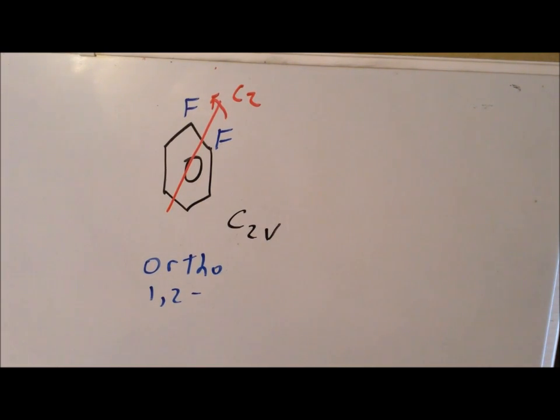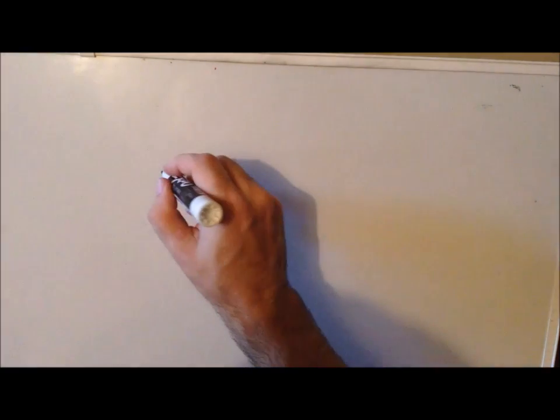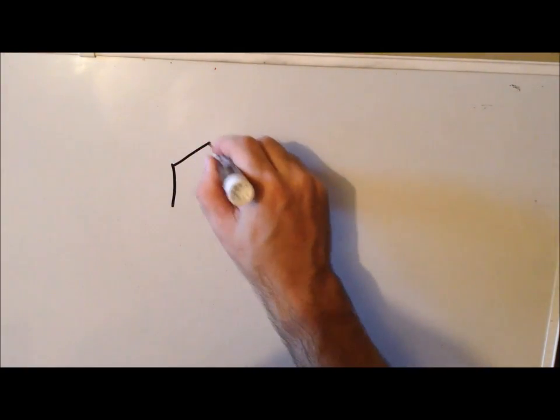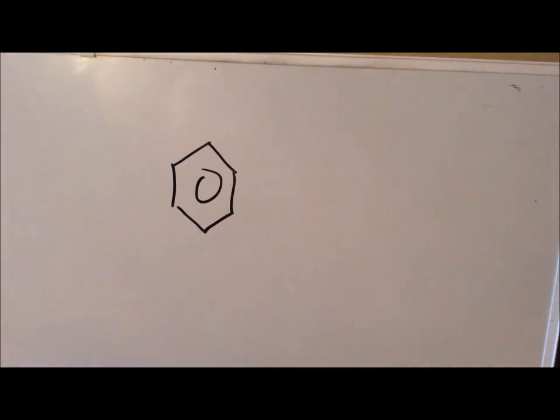So next, we recall that the second way that we can di-substitute benzene is as follows. In this case, we'll use bromine just to vary up our halogens.